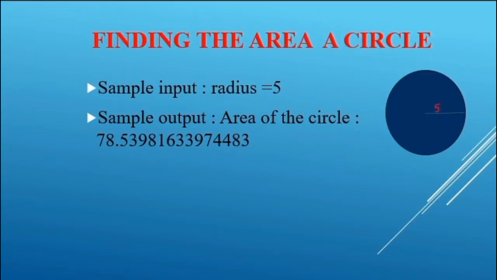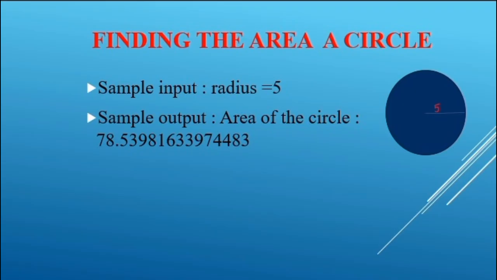And our next question is finding the area of a circle. So here the basic sample input is radius. As we all know, the formula for the area of a circle is pi r square. The sample output should be like area of circle colon 78 point some decimal points. So we have to take the sample input as radius 5, and get the output shown on the screen. Here also we'll see four kinds of approaches.